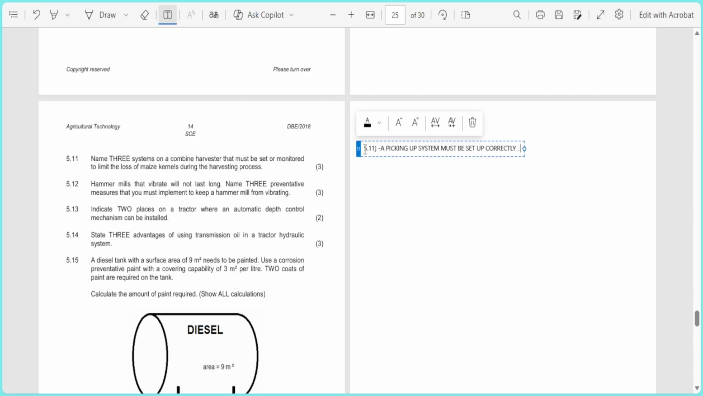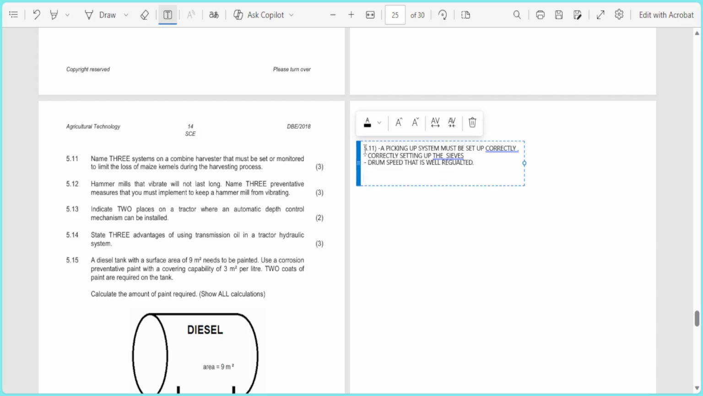So I'm thinking, as well as maybe correctly setting up the sieves and drum speed that is well regulated.